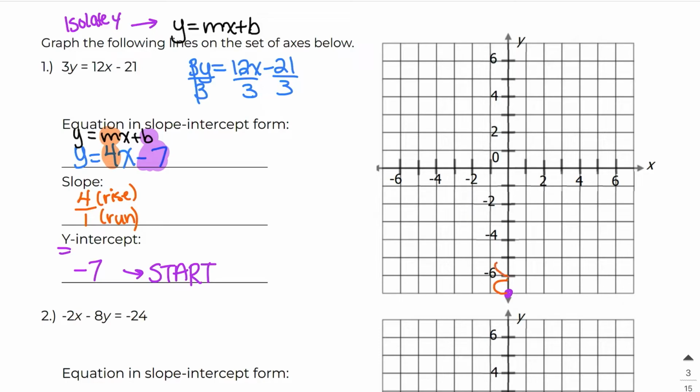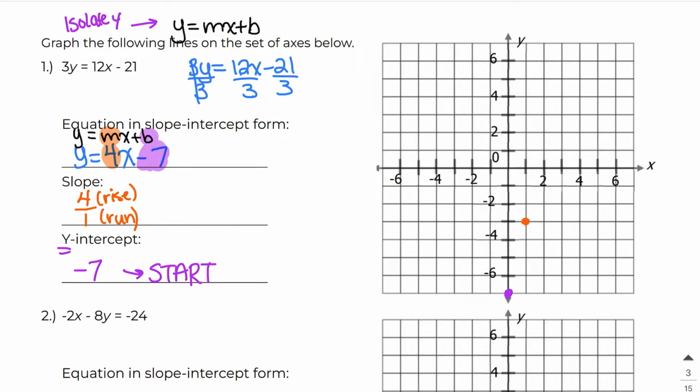Don't draw these squiggly lines right here. I'm just showing you how I'm getting to my next point. And then because the run is a positive 1, I'm going to go to the right by 1, which means that my next point right here, again, I'm starting at negative 7, and then I'm going to go up by 1, 2, 3, 4, and then I'm going to go over by 1, and that's where my point is going to be. So this is my next point.